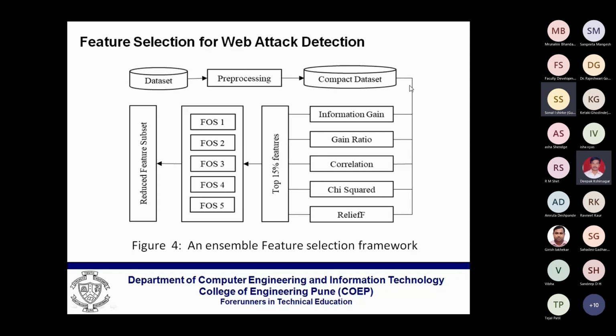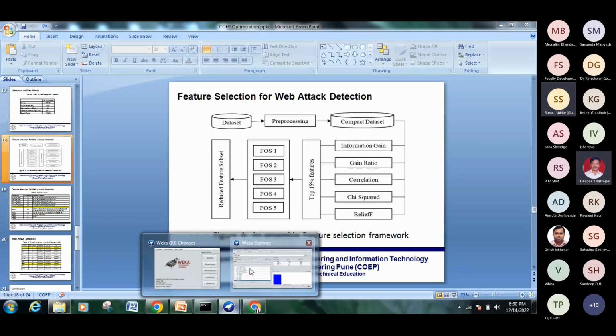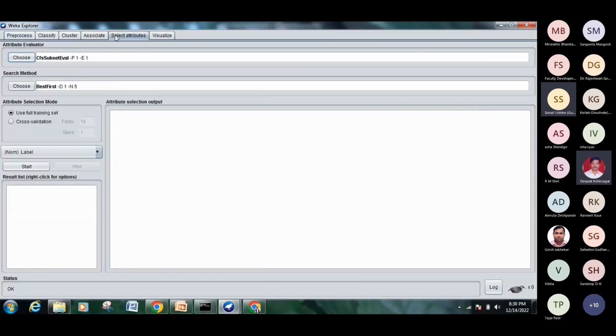Further, as we know, filter-based feature selection methods are more powerful because they depend on a mathematical model. So from those we will take information gain ratio, correlation, chi-square, and ReliefF methods and apply them. The data set is given here, and after that we will select.